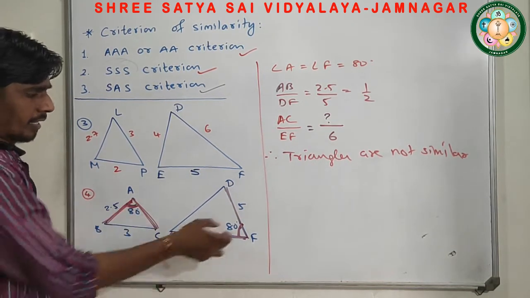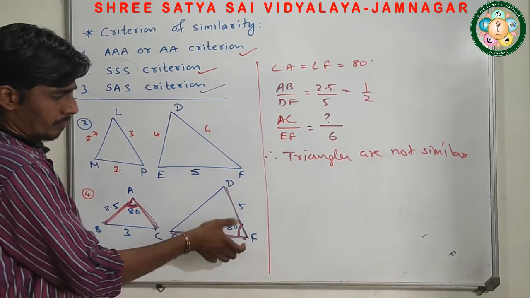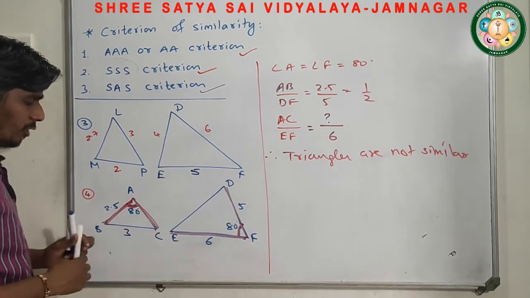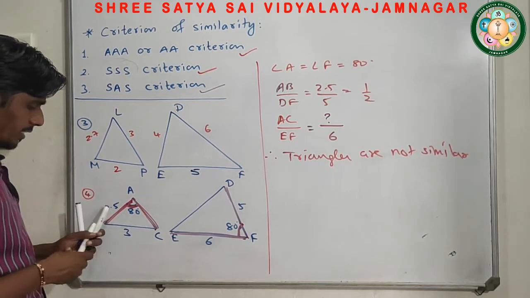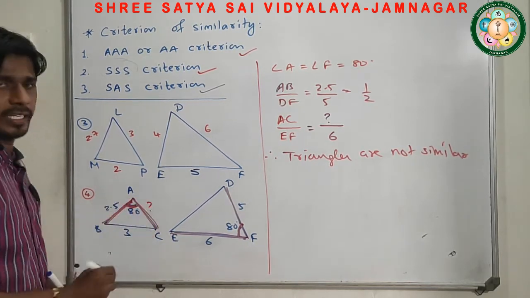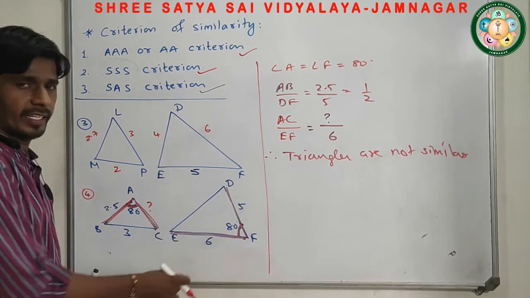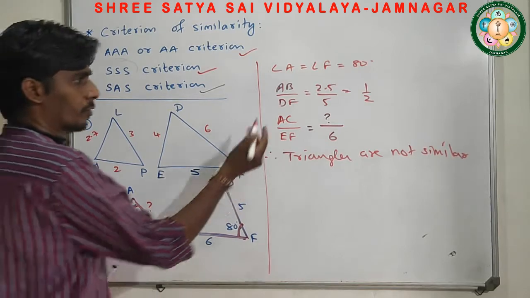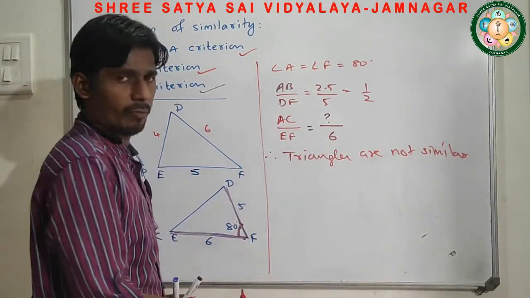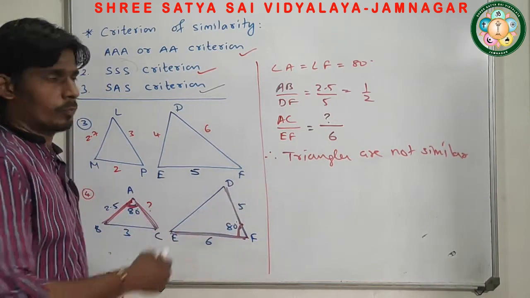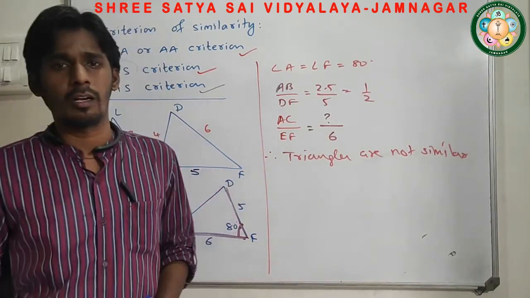AB and AC, and their corresponding sides are DF and EF. But here the value of AC is not given. That is the only thing for which we can't say they are similar. If the value of AC is given, then we can compare the ratio. But AC is not given, so we don't know what AC upon EF is. The corresponding sides are not given, so we are not sure whether it's similar or not.